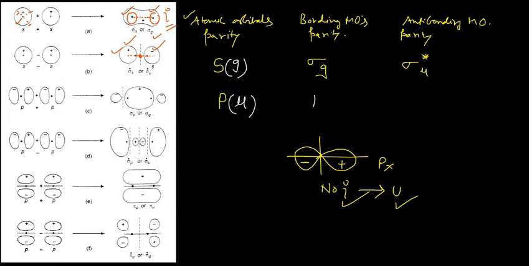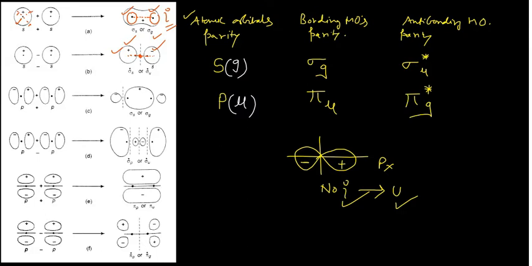I can write it here. If it is forming the pi bond, this would be ungerade. Pi bonding would be ungerade. Then definitely your pi anti-bonding, if I write, this must be gerade. So how can I explain this one?